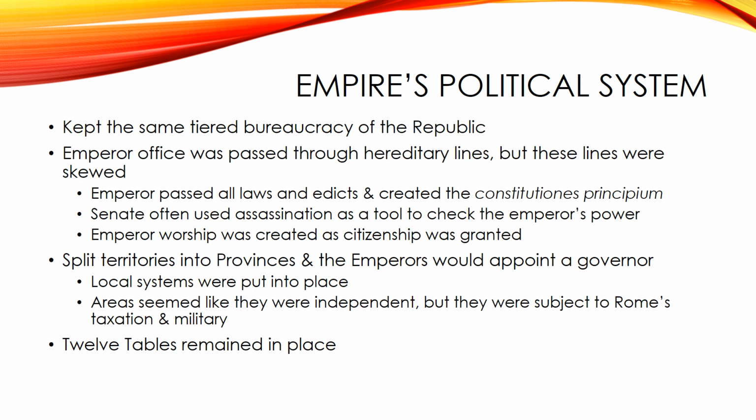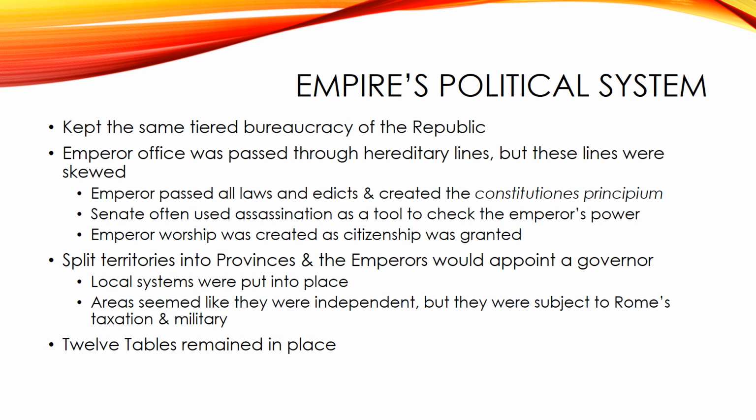The emperors didn't really change much, other than the fact that the emperor created laws. The emperor passed all laws and edicts and ultimately created this Principum Constitution that said that he ruled by decree, and he could make up the rules as he went, and he could create laws however he pleased. This eliminates the system that we talked about in the Republic as far as the different councils that were creating the laws. The Senate is often going to use assassination as a tool to check the emperor's power.